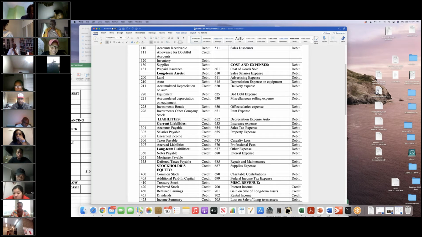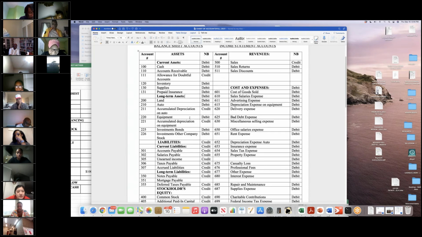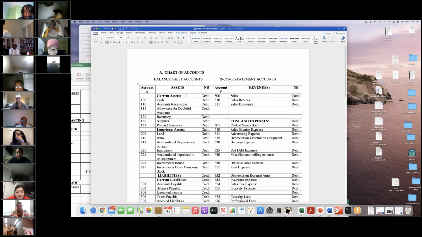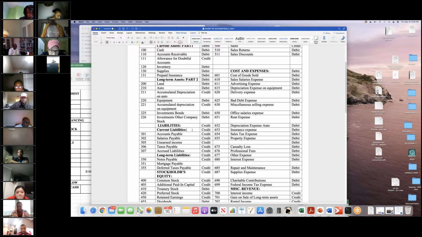Can you say that one more time? Okay, get your chart of accounts open. I got it open. I'm ready. He said current assets is part 1. Got that, part 1. Long term is part 2. Current liabilities in part 1. Long-term liabilities is in part 3. Gotcha. This is part 2. And then current liabilities, part 1.